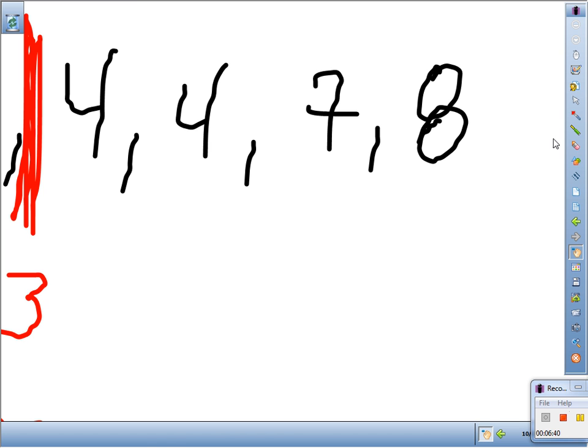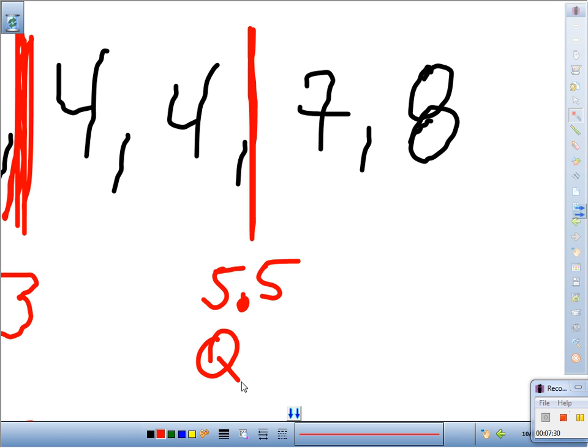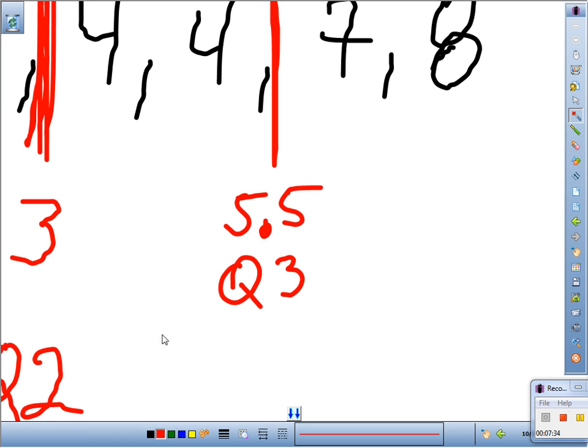Itayana, what'd you get? 5.5. Hands, if you got that. That is correct. So we add these 2. 4 plus 7 is 11 divided by 2. That's 5.5. And that's my Q3, also known as the upper quartile.